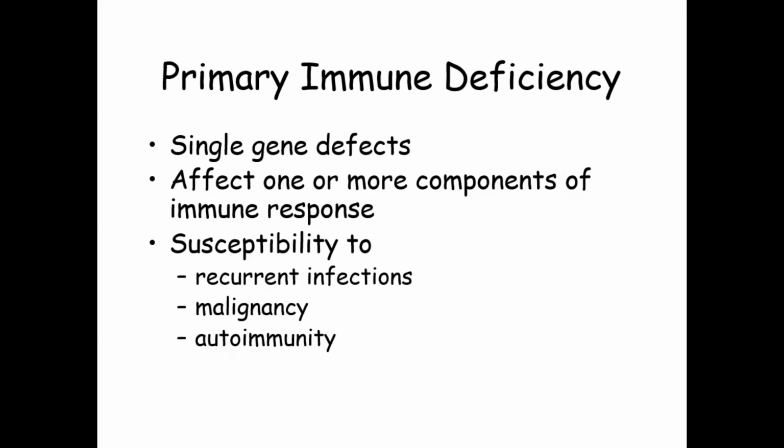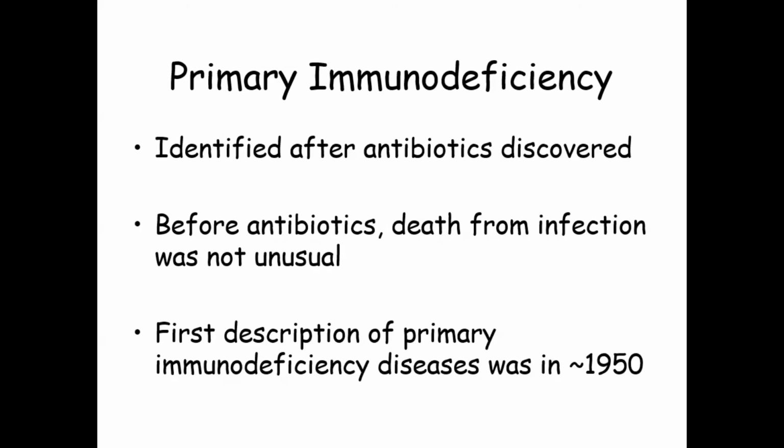So primary immune deficiency diseases result from single gene defects. They affect one or more of these components of the immune response, and as a result, there's a higher susceptibility to infection, sometimes malignancy, and sometimes autoimmunity. When did we recognize that there are primary immune deficiency diseases? And this didn't really happen until there were antibiotics. Before that, it wasn't too unusual to die from an infection. And then after antibiotics were introduced, people recognized that some people were getting too many infections or would not survive them, whereas others did. And the first description came in around 1950 by Bruton, who described X-linked agammaglobulinemia.